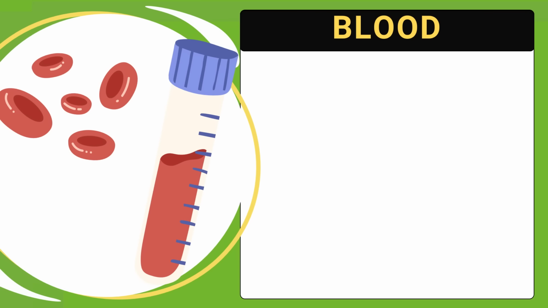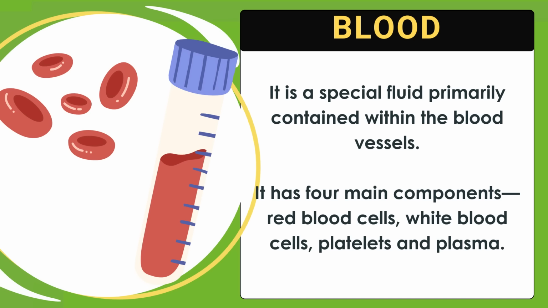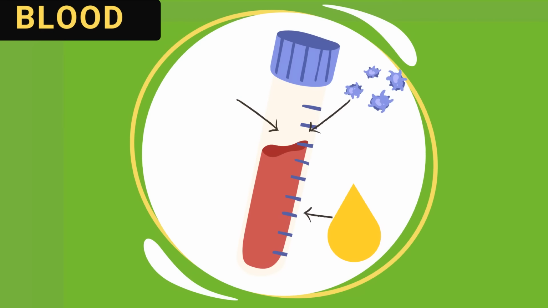Next is blood. It is a special fluid primarily contained within the blood vessels. It has 4 main components: red blood cells, white blood cells, platelets, and plasma. Let's now go on with the 4 components of blood.